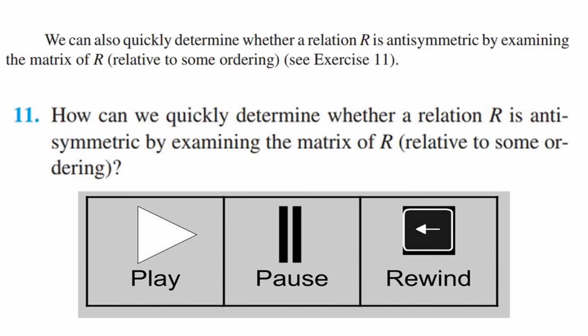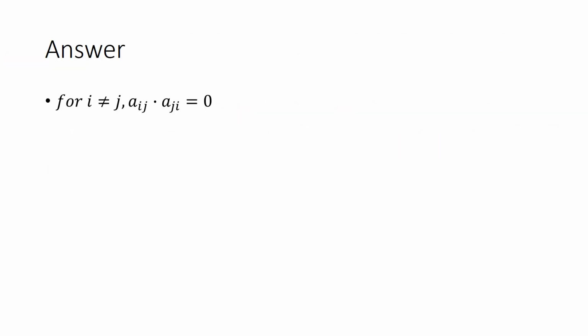And so we can also determine whether something is antisymmetric by examining the matrix of R relative to some ordering. This is a problem, and I would like for you all to ponder this problem, think about it, develop an answer. It is useful thinking about these things to develop your answer, and then we will look at a solution. This is kind of an elegant way to write the answer: for i different than j, a_ij times a_ji is equal to 0. One of them must be 0.